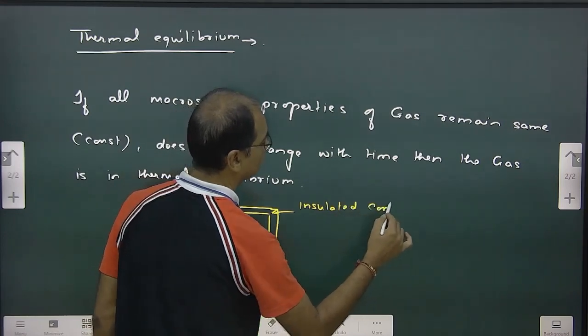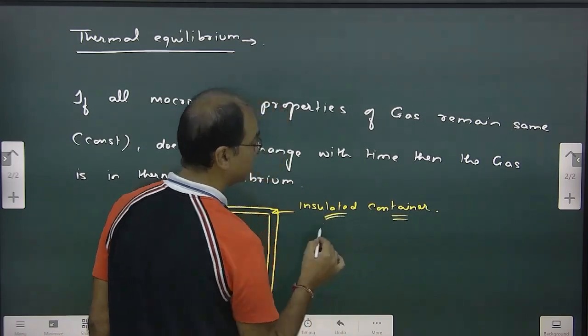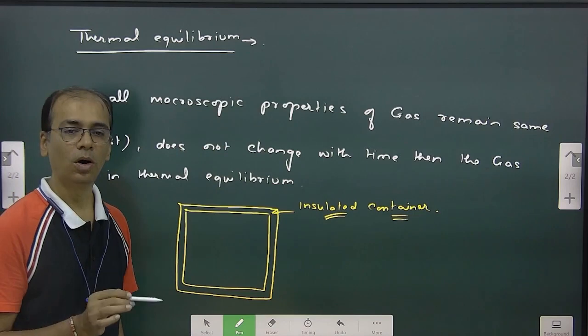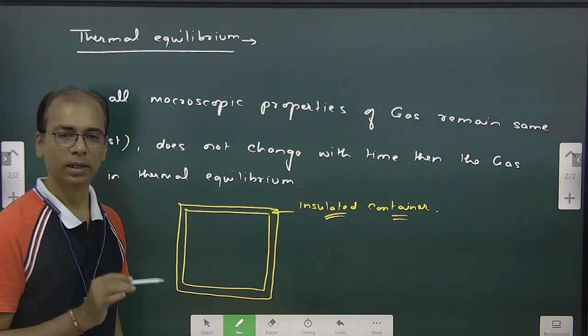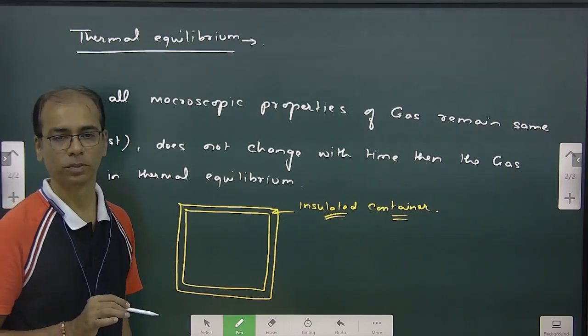Insulated container. Now, insulated means insulator. Insulator means current cannot pass through that, right or not? So all good. Electrical insulators are good thermal insulators also.